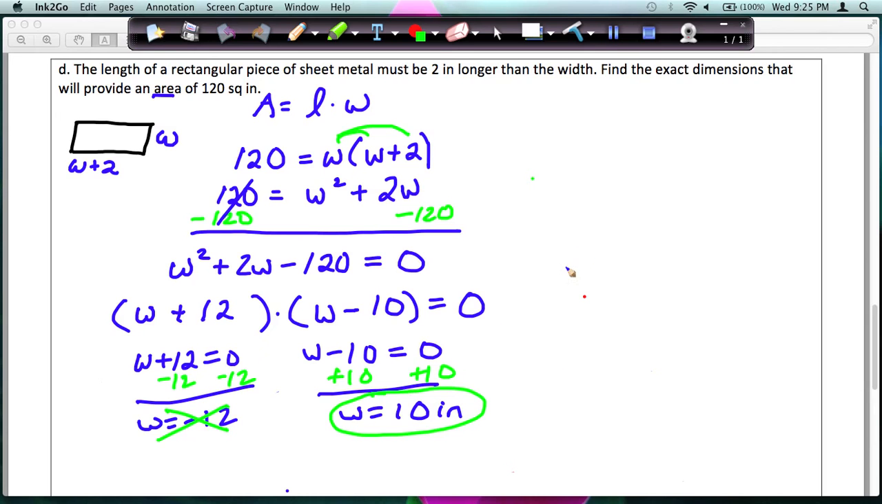Now be careful, it said find the exact dimension, so I found the width, but we also have to find the length. And remember, the length is just, according to right here, 2 inches more. So just add 2 to your 10 and you get 12 inches. So your length is 12 and your width is 10.